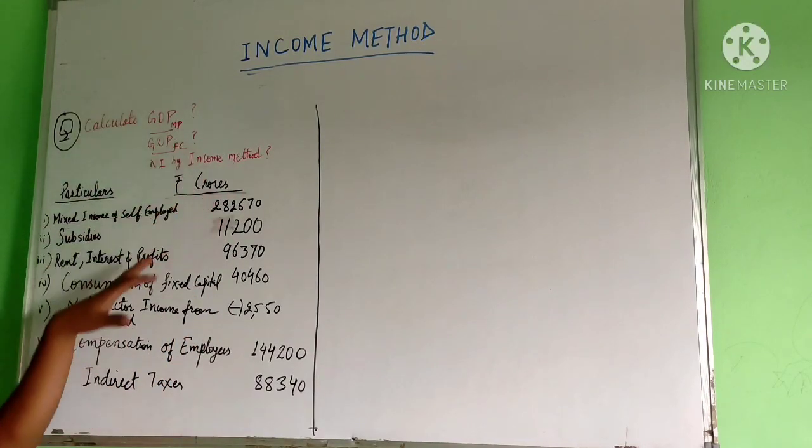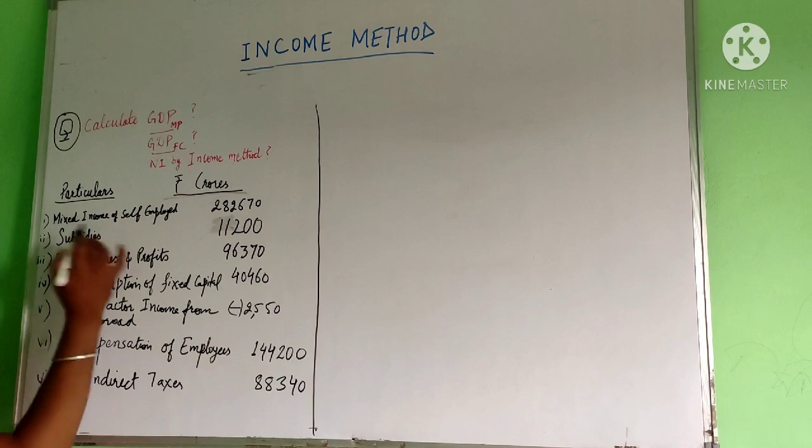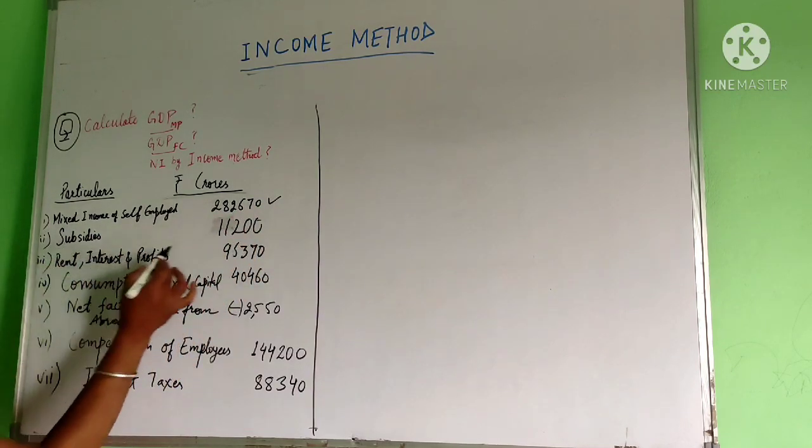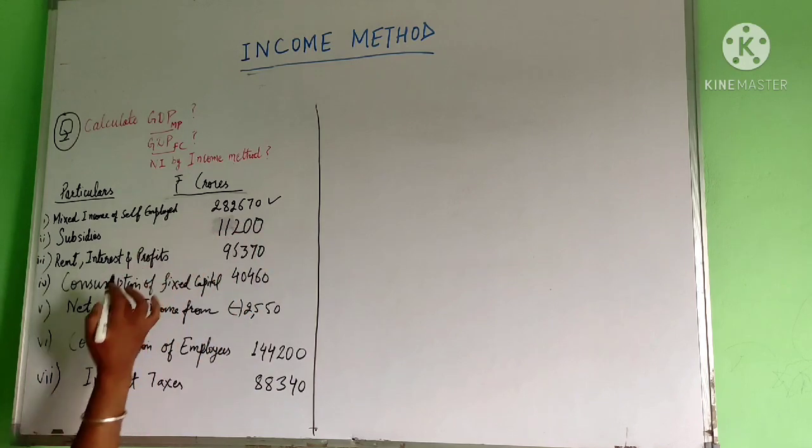These are the variables which are already given to us. This is mixed income of self-employed, which is 2,82,670. Subsidies are already given, which are 11,200.